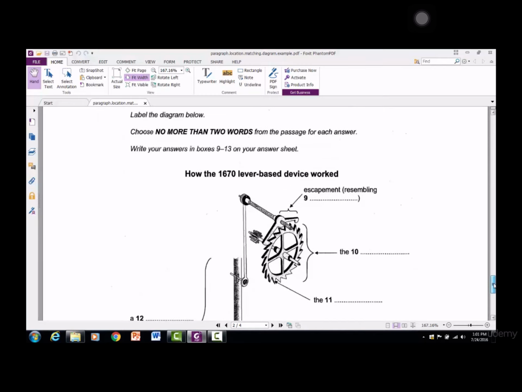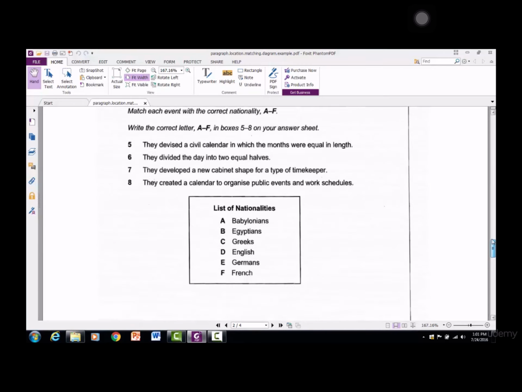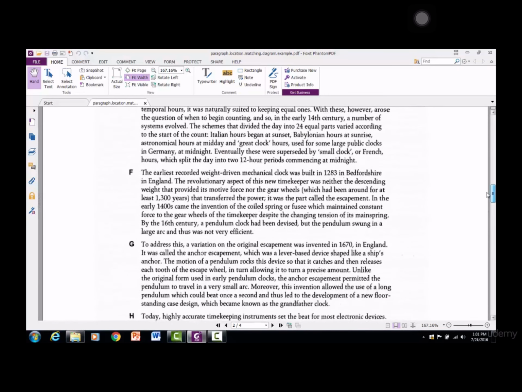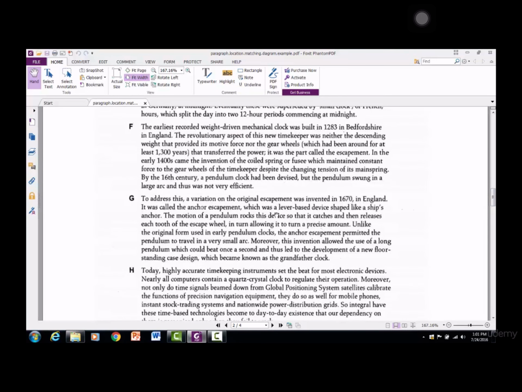Number 10 and 11, we can look at those together. 10, well, it looks like a circle. It looks like the wheel of a car. The motion of the pendulum rocks the device so that it catches and releases each tooth of the escape wheel. Yeah. That's exactly what that looks like, right? It looks like a wheel, the escape wheel, and that other thing looks like a tooth. Tooth and wheel, they're together also. Tooth of the escape wheel, right?